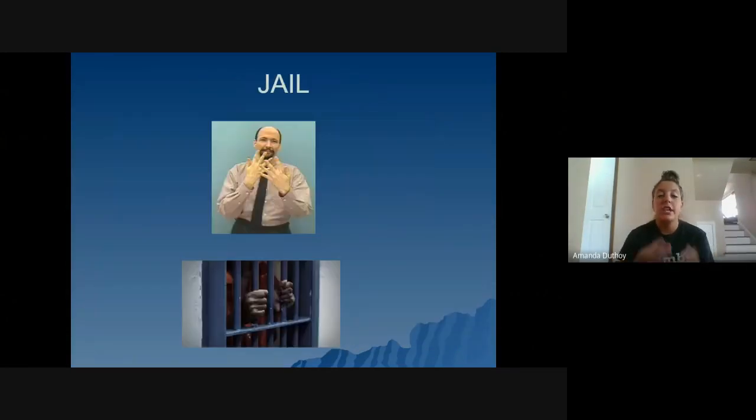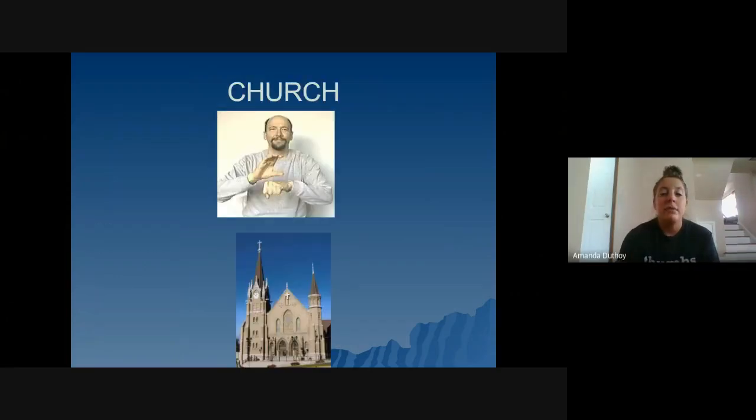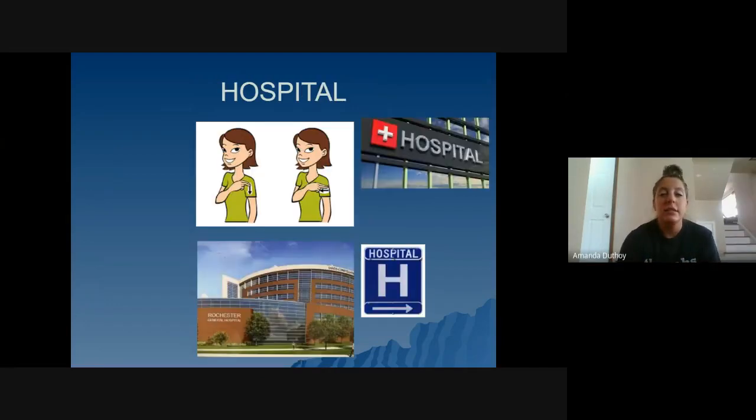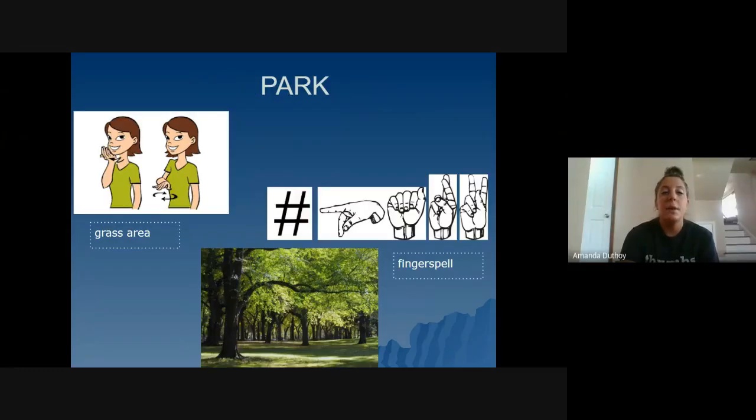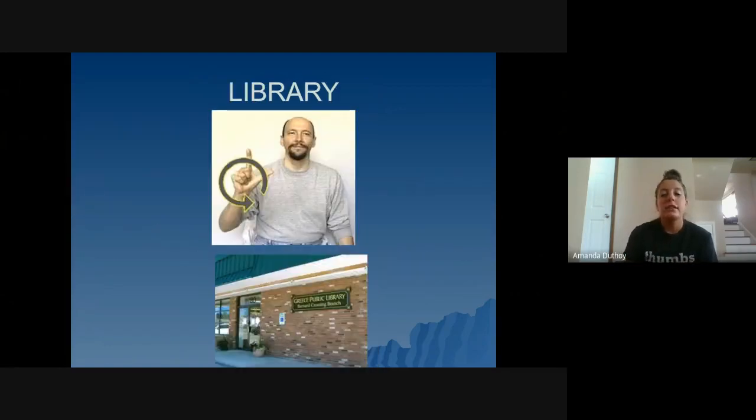Bank is finger spelled. Jail going to be asymmetrical. Looks like the bars, right? Church is initialized. We did this last week. Church, like a steeple. Hospital is initialized. You make that cross on your arm, hospital. Park is either grass area, which is one-handed, right? Grass area, or you can finger spell park. Library, we did this last week, is initialized. Make an L and make a circle.